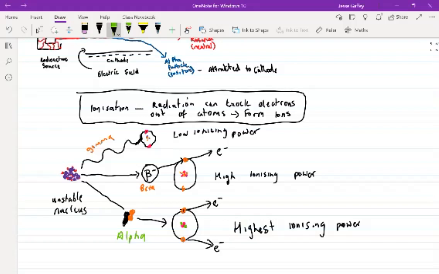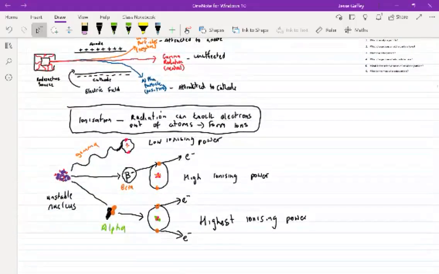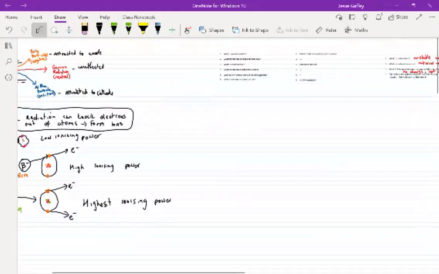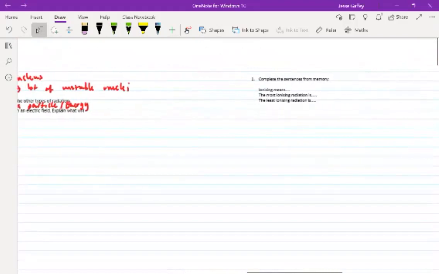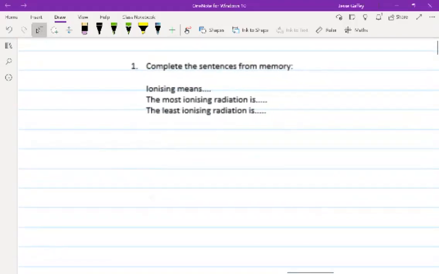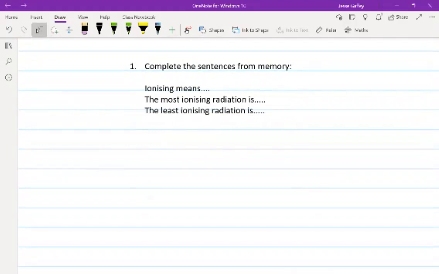So we are definitely wary or conscious of highly ionizing radiation. It is not something that we want to mess around with. It also does have applications though, and very important uses, which we're going to see in a future video. At this stage, we're ready to answer some questions about ionization. So I'm going to pause the video and do these questions for me. So from memory, I want you to complete these 3 sentences. Pause the video and do that now.